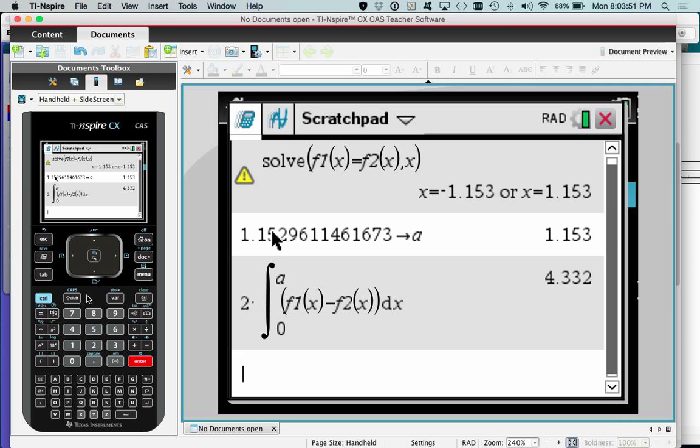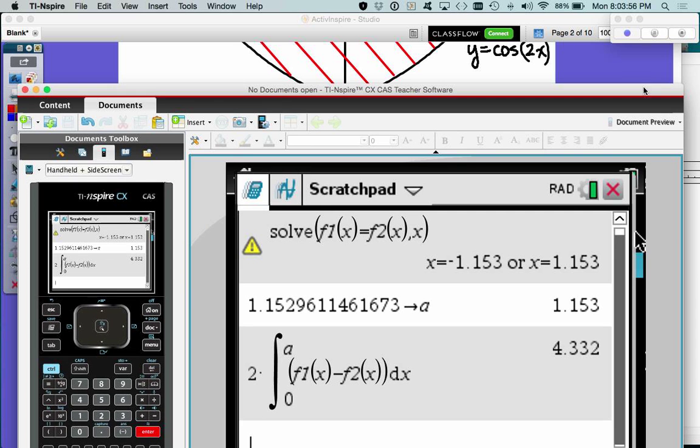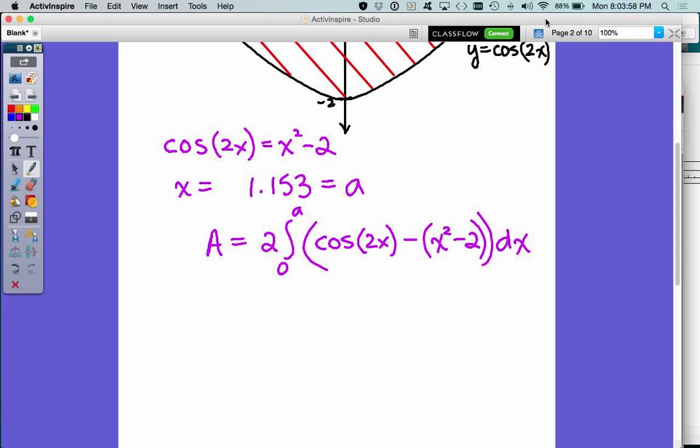And it tells me that my answer is 4.332, so I can go back to my question, and I can write that answer in. And I need to say that this is approximately 4.332, because it's only 4.332 to the first 3 decimal places. There's actually more digits that come after that.